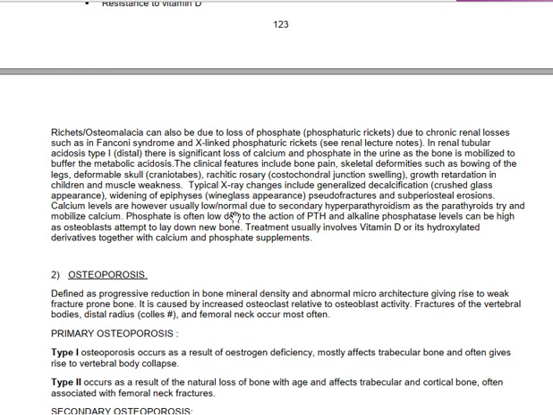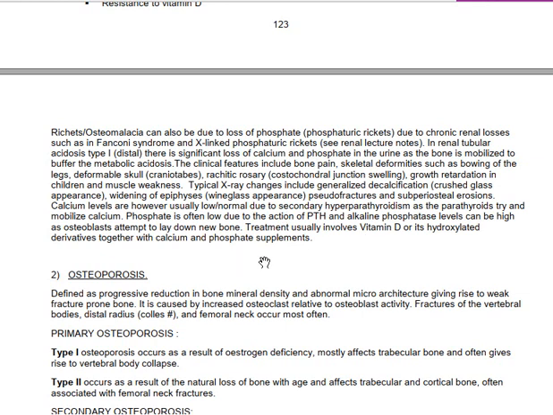Now, the next one, you have typical X-ray findings that show generalized decalcification of bones. That's a crushed glass appearance or ground glass appearance of bones. You have widening of the epiphysis on the X-ray. That's wine glass appearance. You have pseudo fractures and subperiosteal erosions. So all those are found in this patient. So calcium levels are, however, usually low or normal, secondary to a hyperparathyroidism. So in this patient, you may see that the calcium ion level is normal because of a secondary hyperparathyroidism, but the vitamin D level is low and the phosphate may also be low.